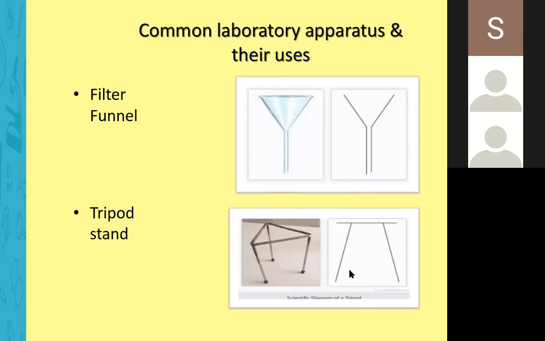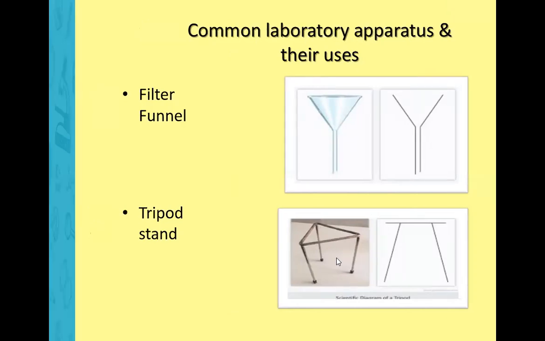So why is it used? This is used for supporting the beaker or different types of flasks when we heat the chemicals in them, and it is made up of steel or aluminium. It is very light in weight, and it supports the round bottom flask, conical flask, and beakers as well.